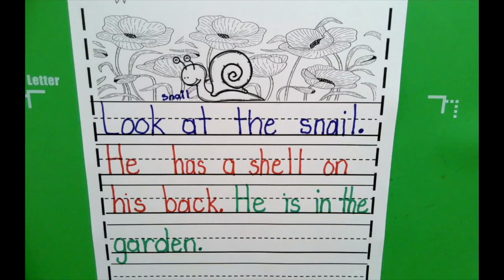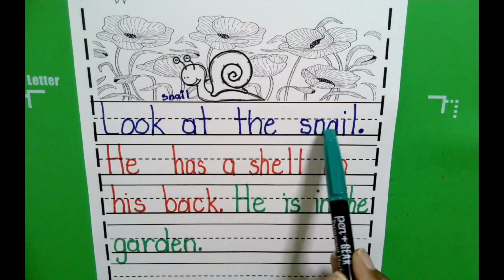Let's read what we have so far, boys and girls. Let's see how we're sounding so far. I'm going to read it because I want you to be the listener. I want you to hear how well your story sounds.